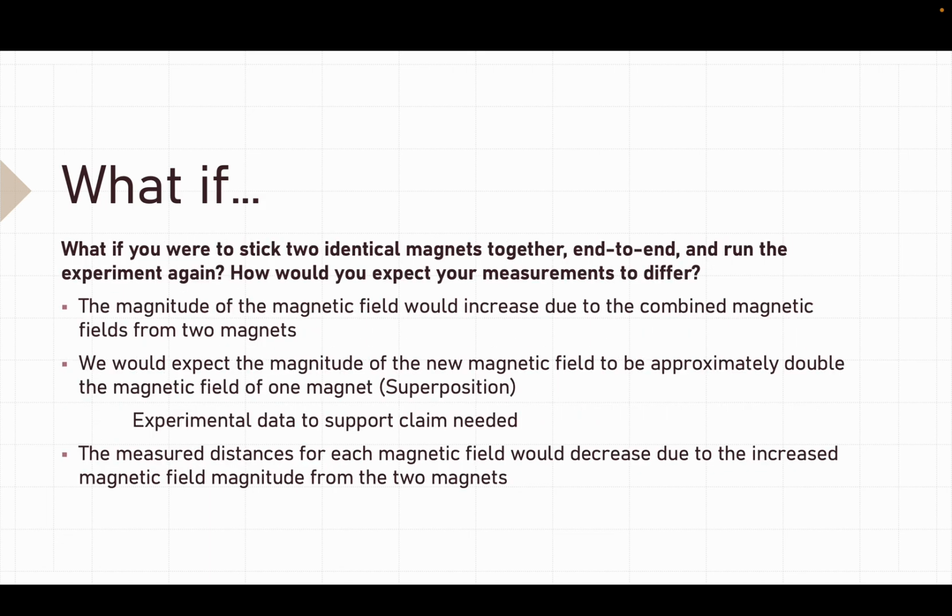And to answer the second question, the magnitude of the magnetic field would increase due to the combined magnetic fields of the two magnets. We would expect the magnitude of the new magnetic field to be approximately double the magnetic field of one magnet due to the principle of superposition, and the magnetic distances for each magnetic field would increase due to the increased magnetic field magnitude from the two magnets.